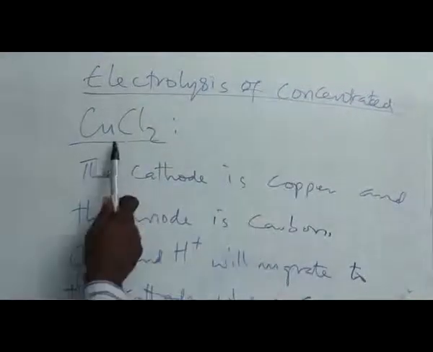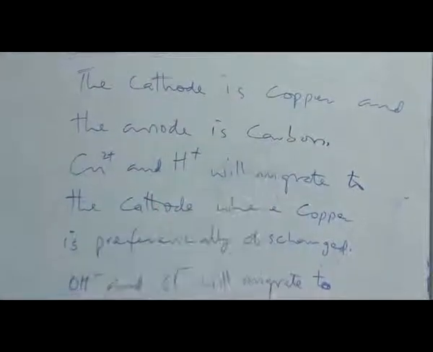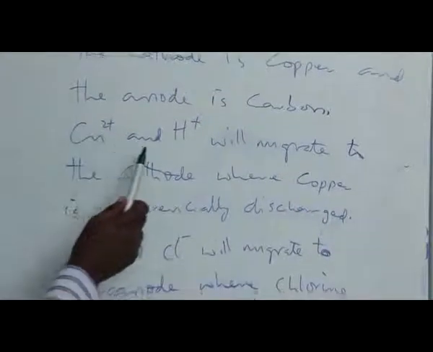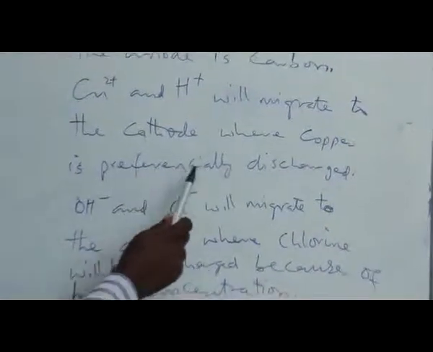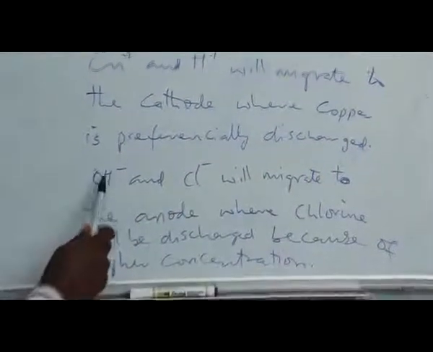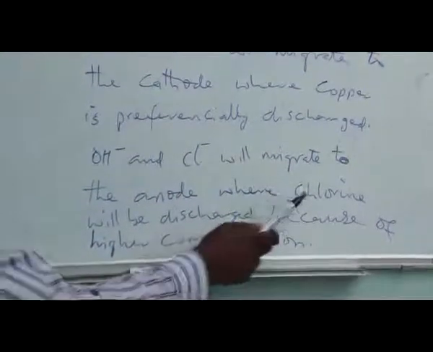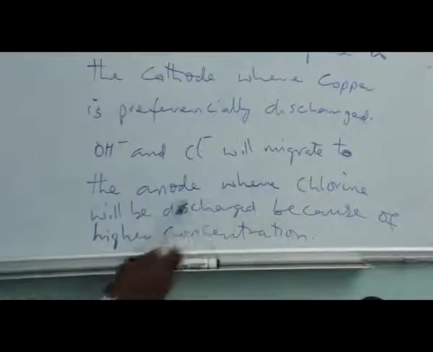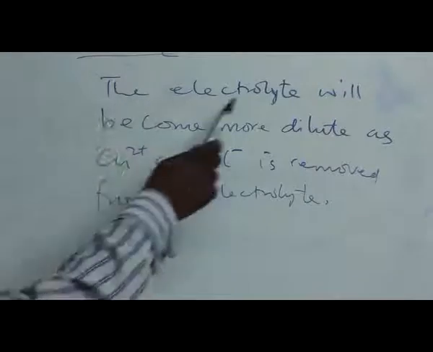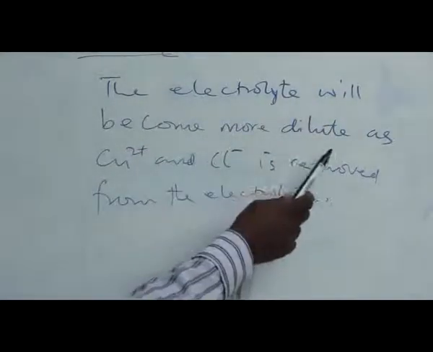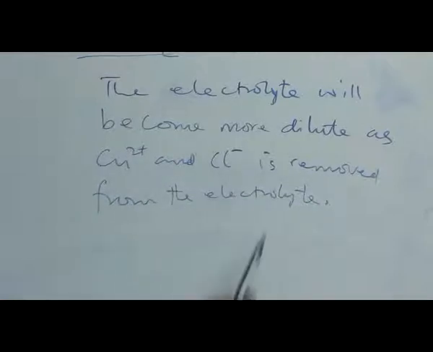Electrolysis of concentrated copper(II) chloride. The cathode is copper and the anode is carbon. Copper ion and hydrogen ion will migrate to the cathode, where copper is preferentially discharged. Hydroxide ion and chloride ion will migrate to the anode, where chlorine will be discharged because of higher concentration. The electrolyte will become more dilute as copper(II) ion and chloride ion are removed from the electrolyte.